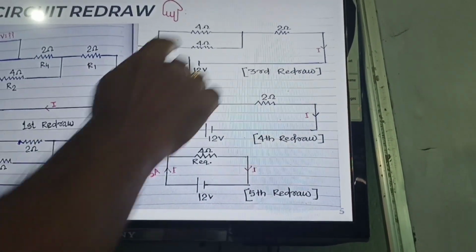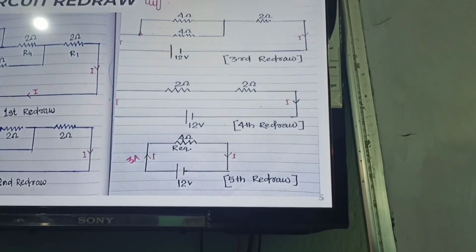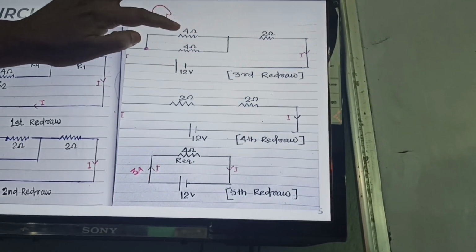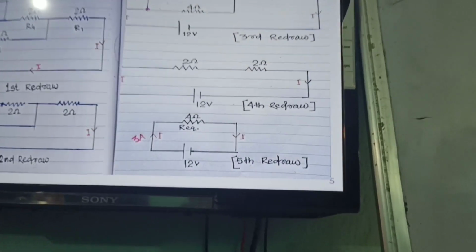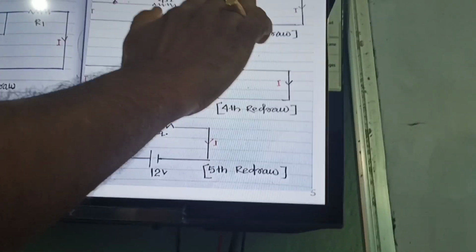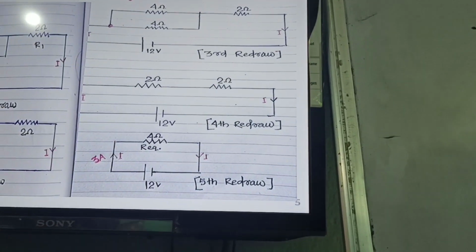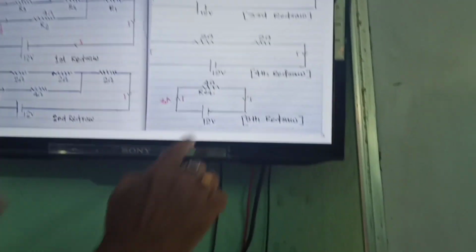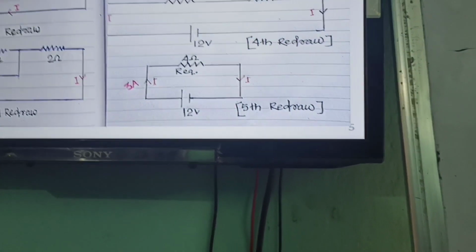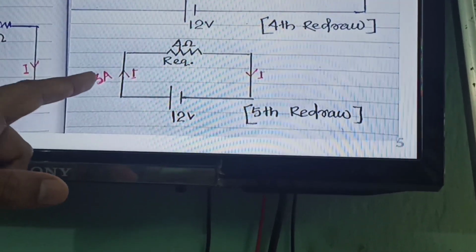Now in the fourth redraw, these 4 ohm resistors are connected in parallel. Therefore I calculate in parallel using the same formula, R1 R2 divided by R1 plus R2. R1 R2 is 4 into 4, that is 16. 4 plus 4 is 8. So 16 by 8 is equal to 2 ohm. Now in the fourth redraw, this one is 2 ohm and this one is 2 ohm, and they are in series. So finally the equivalent resistance is 2 ohm plus 2 ohm, that is 4 ohm. Is that clear? Now in the fifth redraw, the equivalent resistance is 4 ohm and the potential is 12 volts. Applying Ohm's law, I is V by R, so I is 12 by 4, that is 3 ampere.